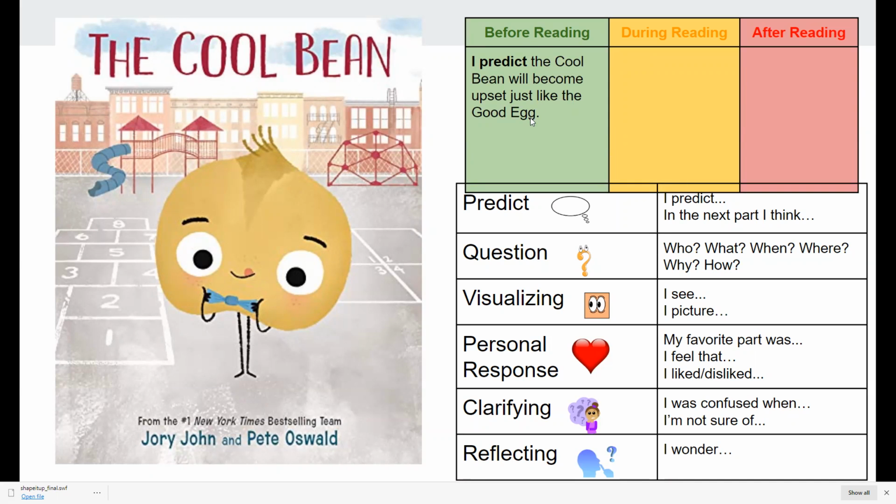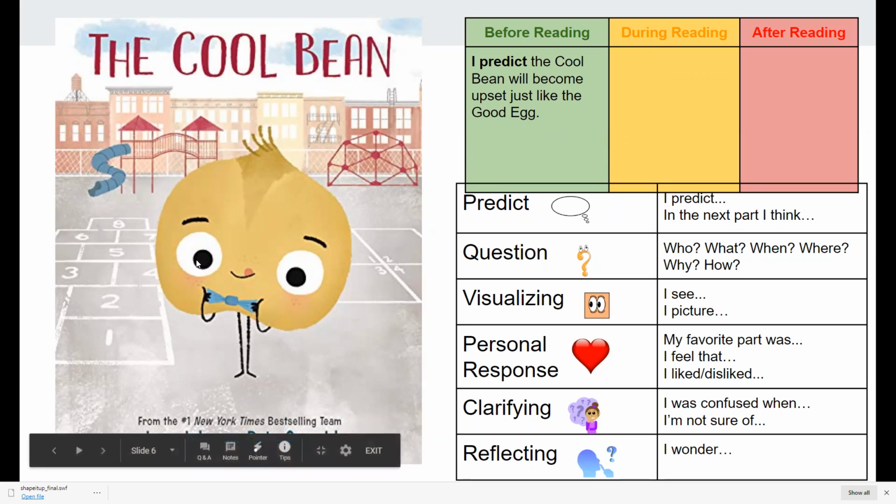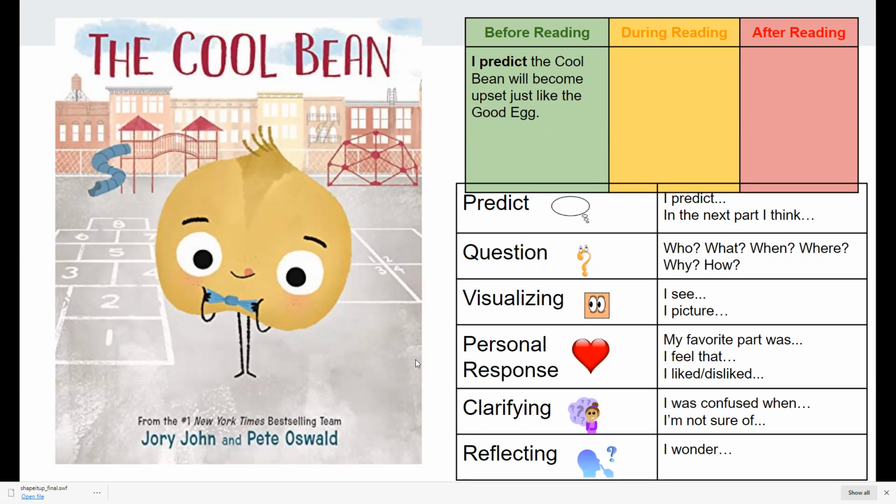For me personally, I wrote, I predict the cool bean will become upset just like the good egg. Because if you notice, it's from the same authors that wrote The Good Egg and The Bad Seed. So make sure you jot down what prediction you have before reading the story.